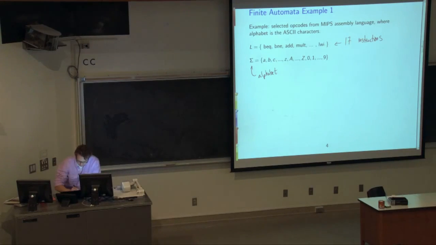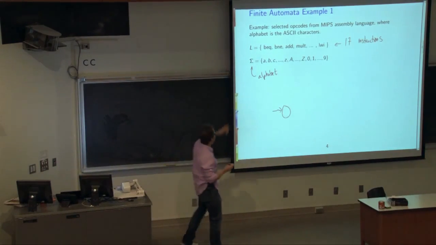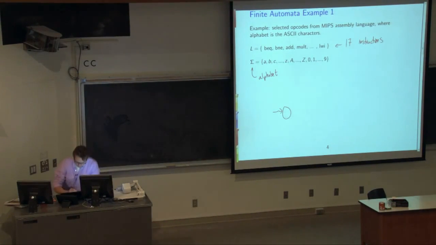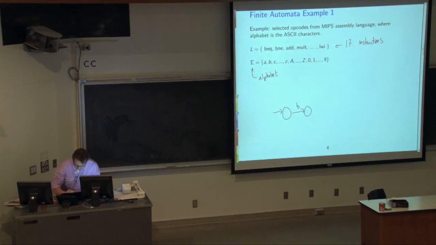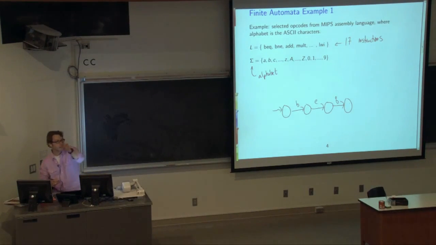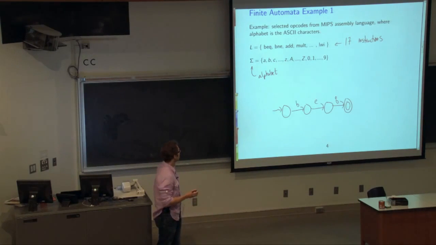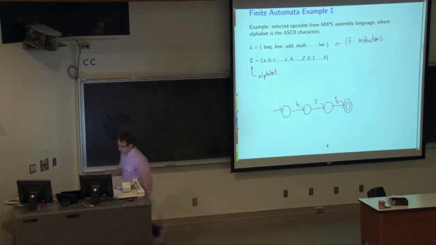So remember that every finite state machine has a start state. Then we say, okay, so I'm going to take these words one at a time. Okay, so I could have a B, and an E, and a Q. And if I see a B followed by an E followed by a Q, I'm going to accept that word. Okay. So I'm 1/17th done.